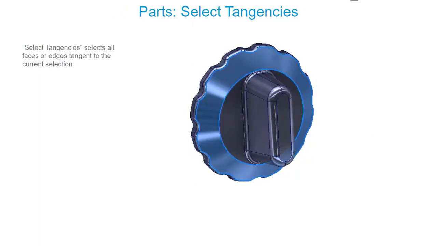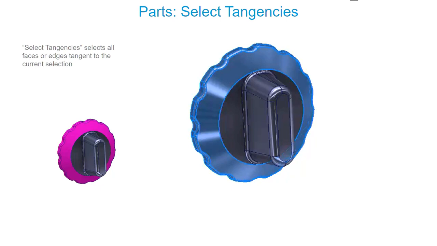Another selection tool is the select tangencies. So in this instance, I've right-clicked on something and I've gone select tangencies, right? And this allows me to do some clever things like perhaps change the color of that, or if you're doing something like direct edits, that might be quite a useful way of grabbing a bunch of different faces to push and pull up and down. So think about where you can use that sort of tool.